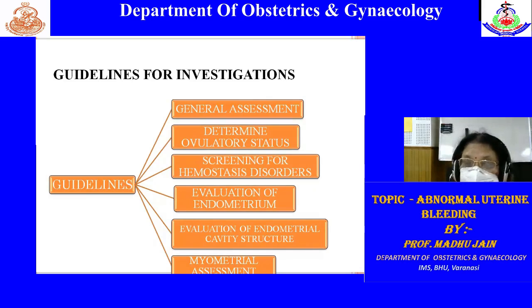So after this classification, knowing the causes, I will tell you the approach. The guidelines say you always do the general assessment: find out the hemoglobin, thyroid, polycystic ovarian disease, obesity, along with the history. Then take the history and screen for hemostasis disorder. Then, whether it is an ovulatory disorder, evaluation of the endometrium and the endometrial cavity, and along with that, the myometrial assessment is very important. So AUB has to be assessed under these 6 categories: general assessment, whether it is an ovulatory disorder or not, any hemostatic abnormality, endometrial disorders, endometrial cavity disorders, or myometrial disorders.